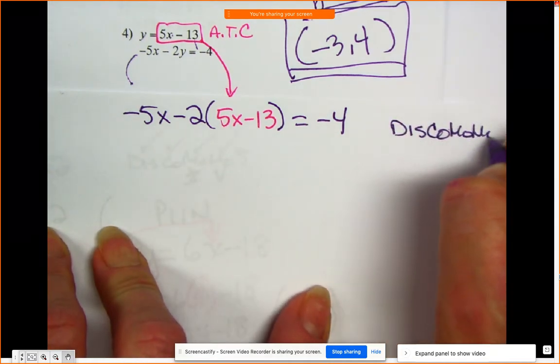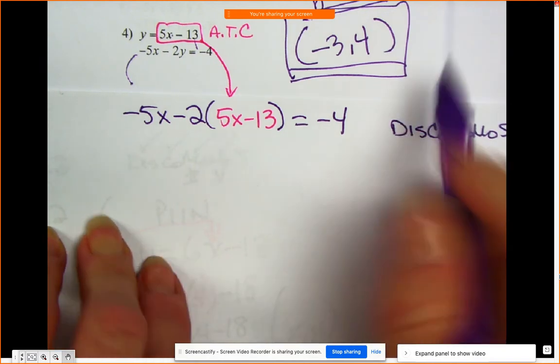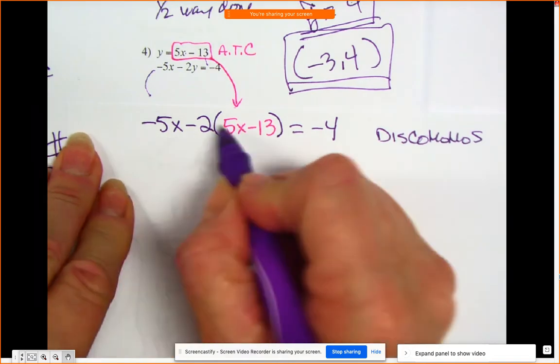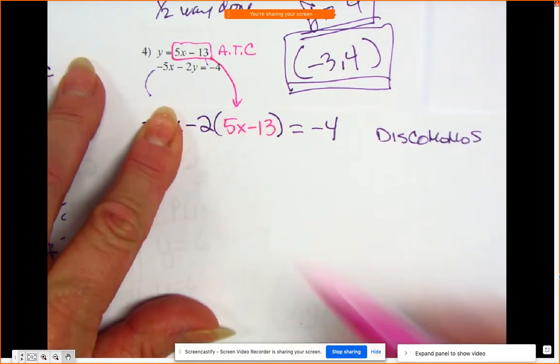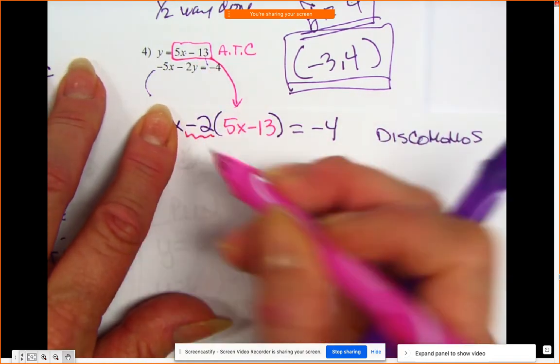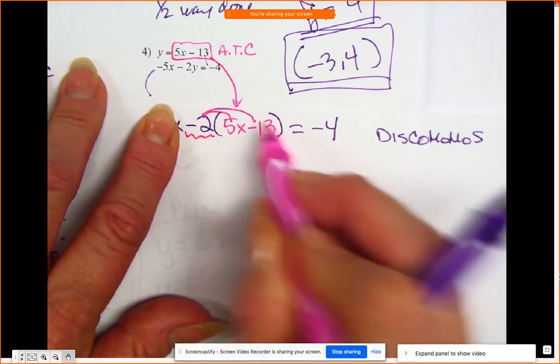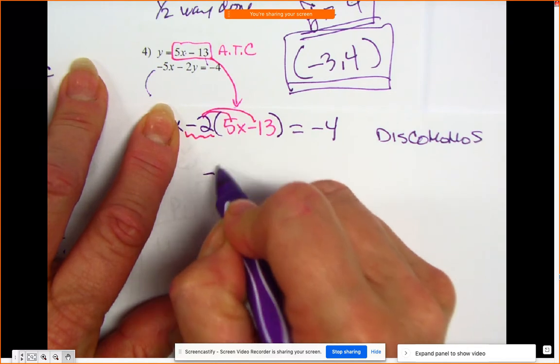Distribute. Yep, got to distribute, and that usually does happen when you have substitution. So I've got to distribute out. The biggest mistake that you guys make is you don't distribute out a negative 2. It never screws up the first term. It screws up that second term.